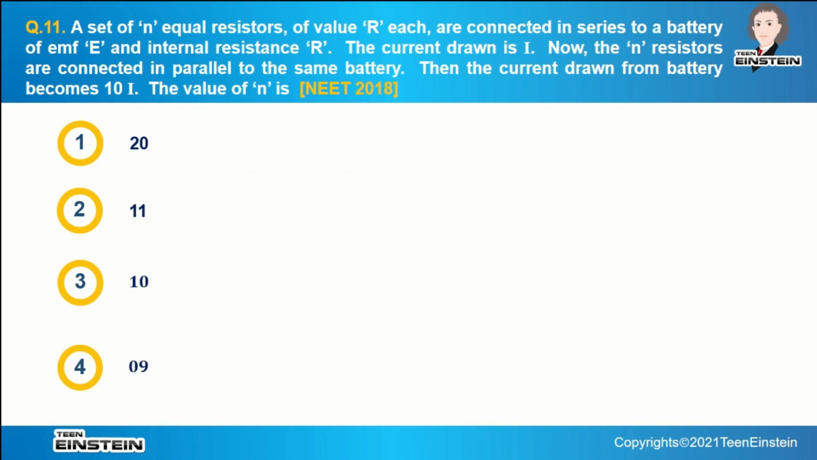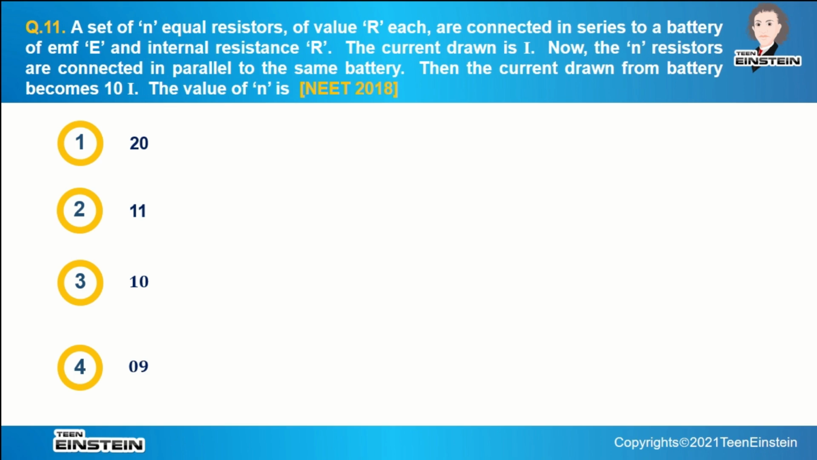A set of n equal resistors of value R each are connected in series to a battery of EMF E and internal resistance R. The current drawn is I. Now the n resistors are connected in parallel to the same battery. Then the current drawn from the battery becomes 10I. What is the value of n?